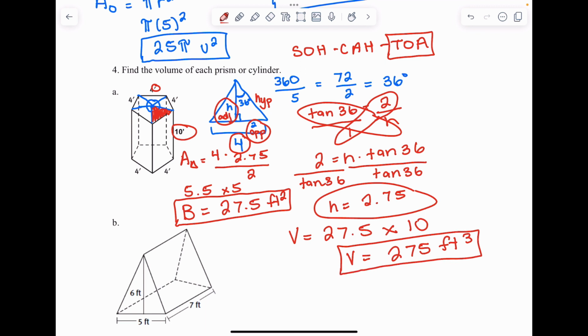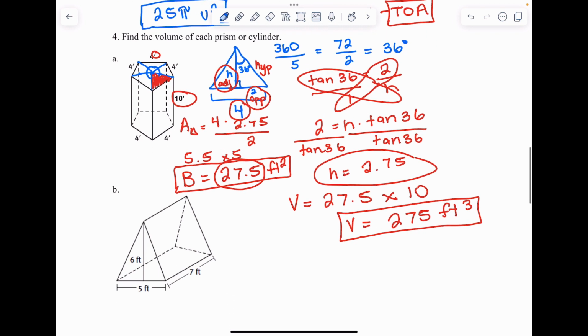So this one was a little longer because the process of finding the area of a pentagon is longer than other polygons. So we had to do all of that to find the area of our base. And then just like normal, we multiply the area of our base by the height of the prism. We have 2 more to go.